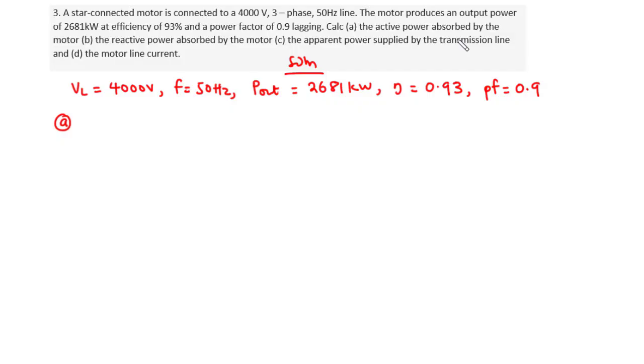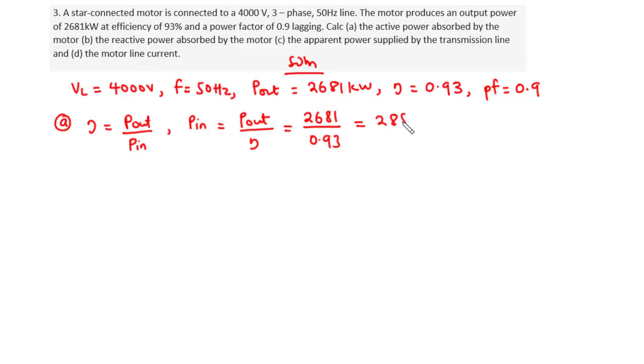Now the active power absorbed by the motor happens to be the input power. Now we know that efficiency is giving us the output power divided by the input power. So if you want to find the input power, then you basically interchange the positions of efficiency and the input power. So that is equal to the output power divided by efficiency. We have output power to be 2681 kilowatts divided by efficiency 0.93, and then we have our final answer for the input power, or better still, the active power absorbed by the motor, to be 2882.8 kilowatts.